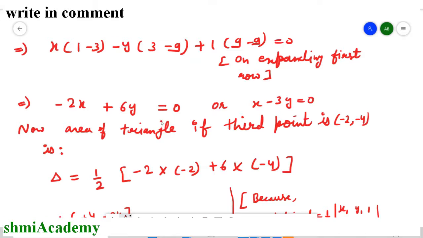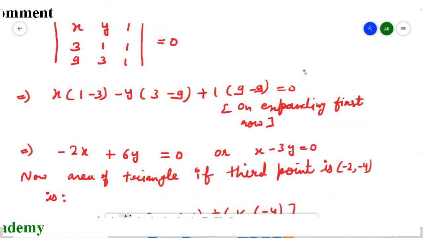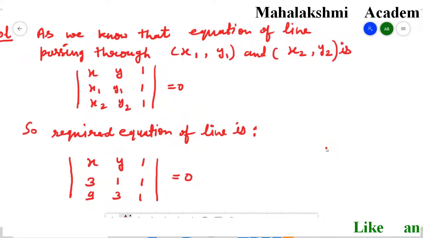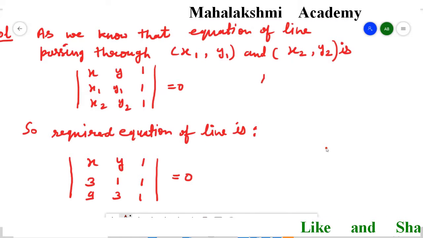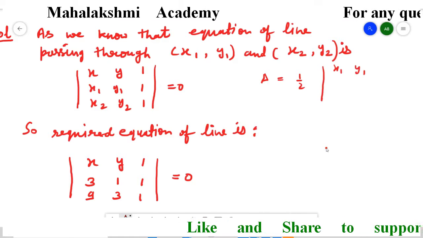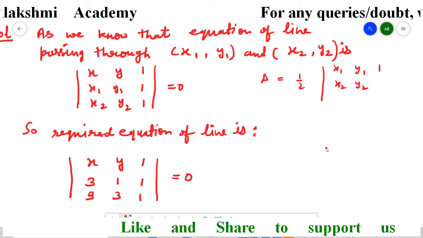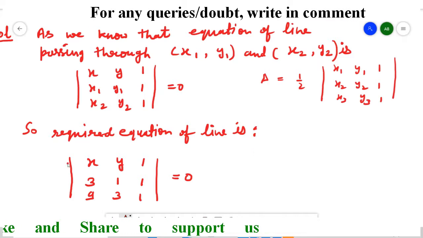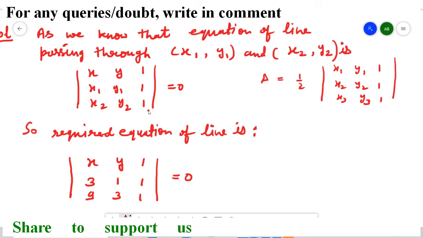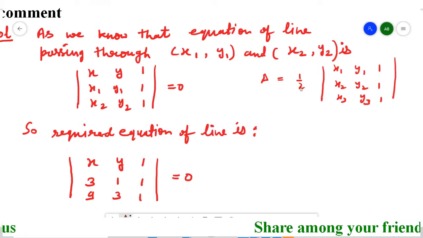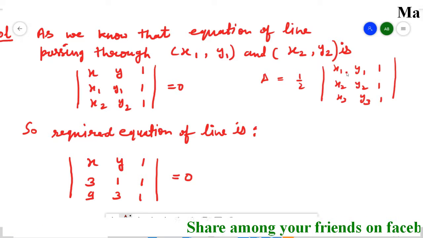Now, as we already discussed the formula, let's see what the difference in the area formula is. The area of the triangle is delta equals 1/2 times the determinant with rows x1, y1, 1, then x2, y2, 1, and x3, y3, 1. So see the difference between these two determinants. This is the equation of the line in which you have x and y, and this is the area of the triangle in which you have an extra half, and instead of x and y you have x1, y1.